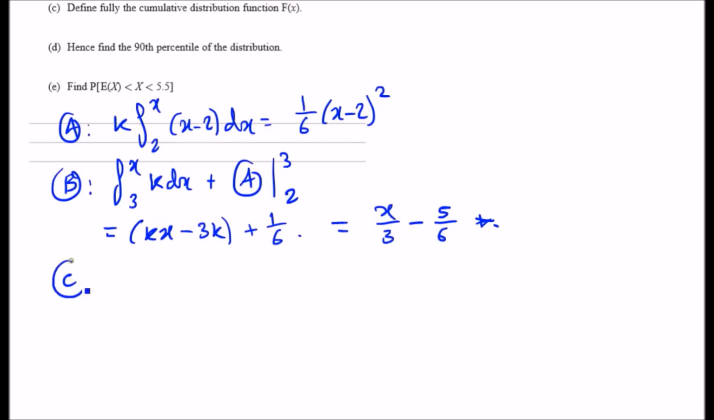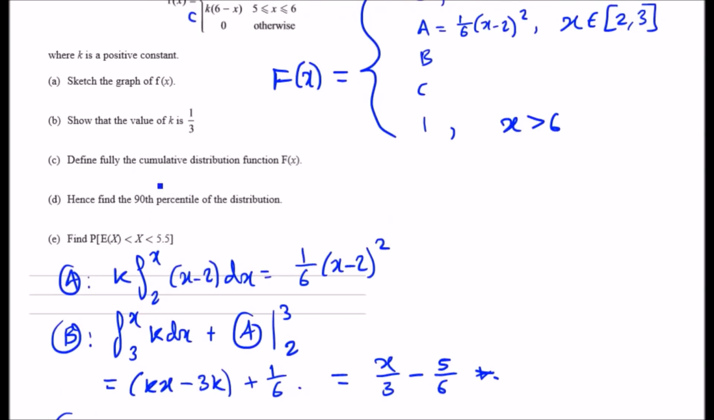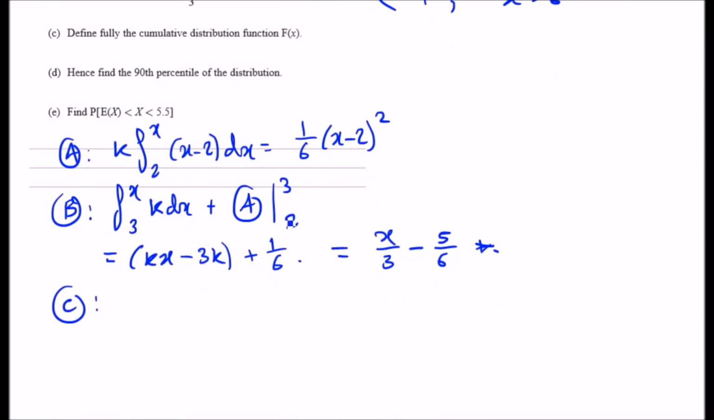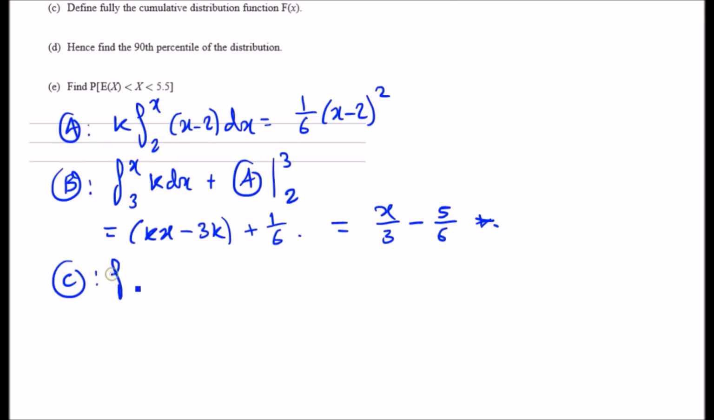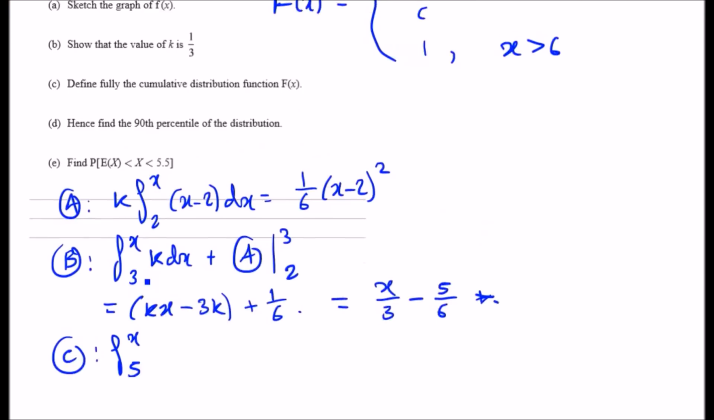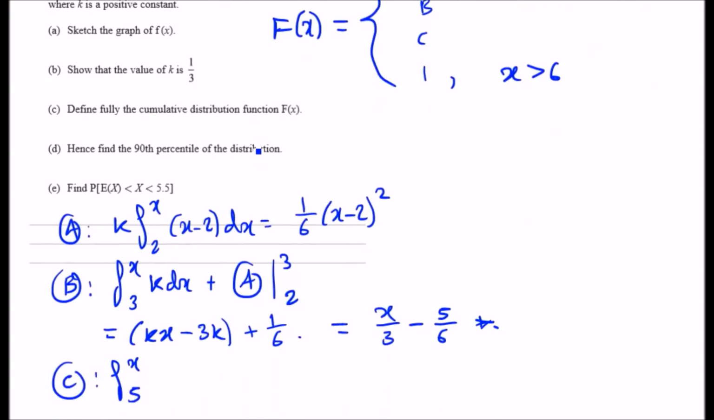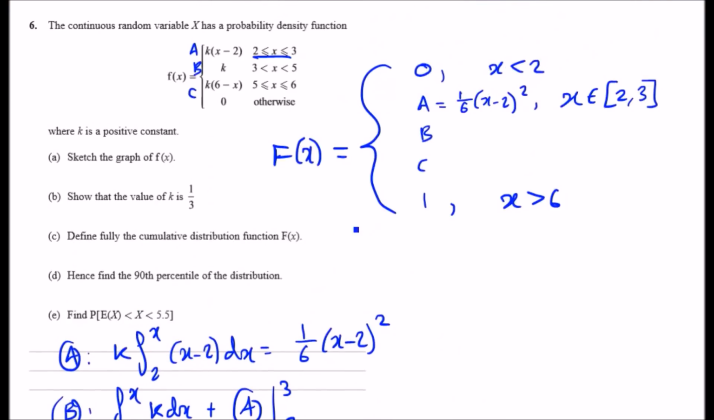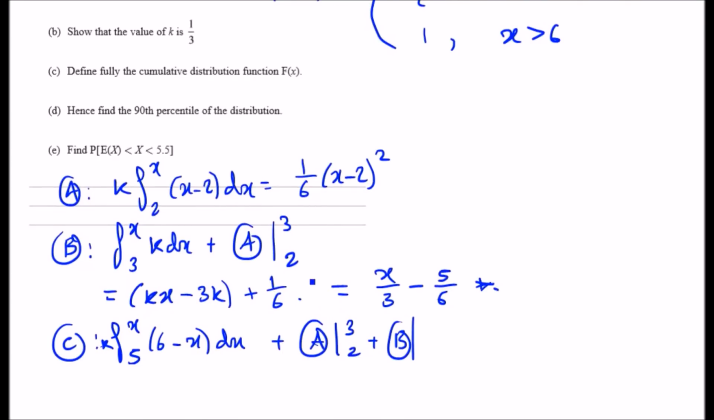Now, as for the third part, c, we do the same thing from 5 to x, and of course add the previous 2 terms now. So let's do it. Integrate from 5 to x of k(6 minus x). You can put k outside as well, and then 6 minus x dx. And of course, adding the 2 previous terms: a, from 2 to 3, plus b, from, what were the limits again? 3 to 5, yep.